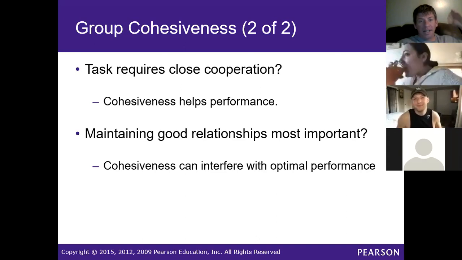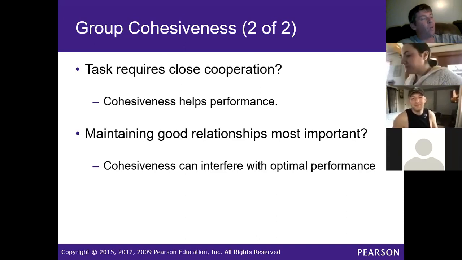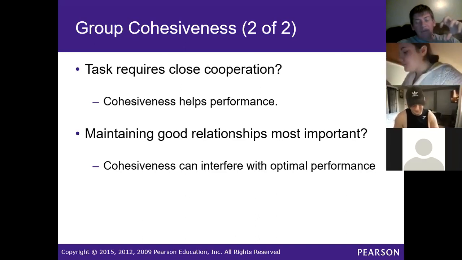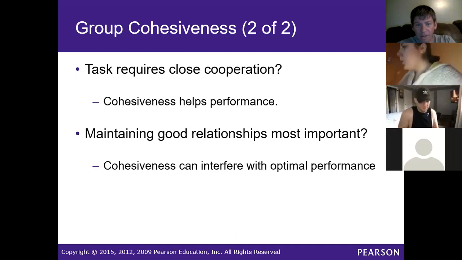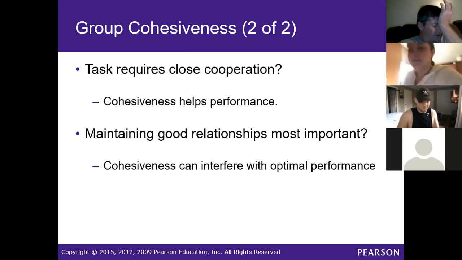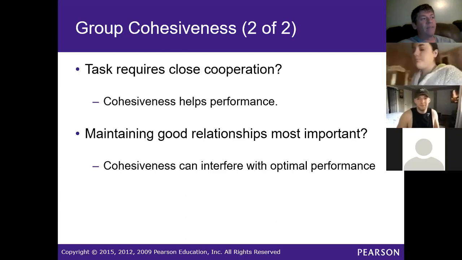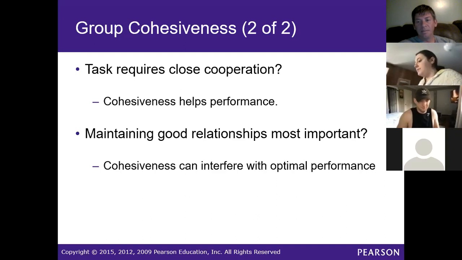When it comes to group cohesiveness, if a task within the group requires cooperation, cohesiveness can help performance. But if maintaining good relationships is most important for the group, it can actually interfere with optimal performance. The reason why is something called groupthink. Groupthink is where people will sacrifice their contribution, or even sacrifice what they believe is the best solution to a problem, just to maintain group cohesiveness, just to maintain unanimity.